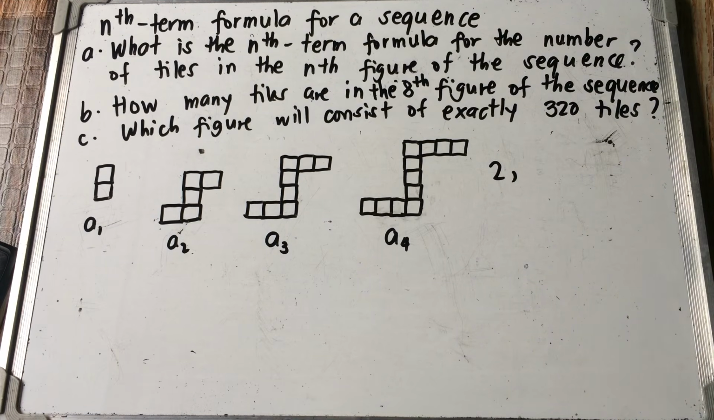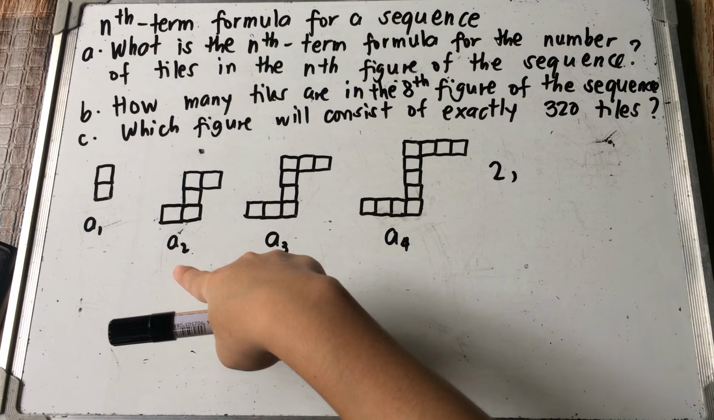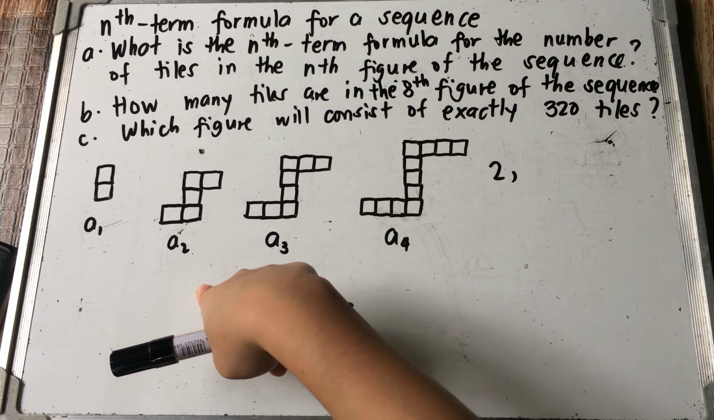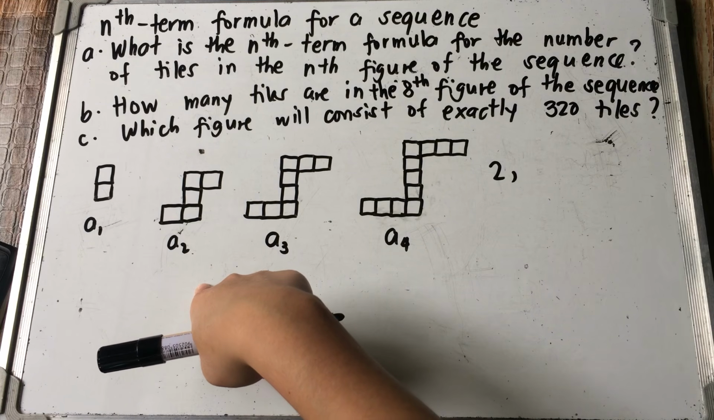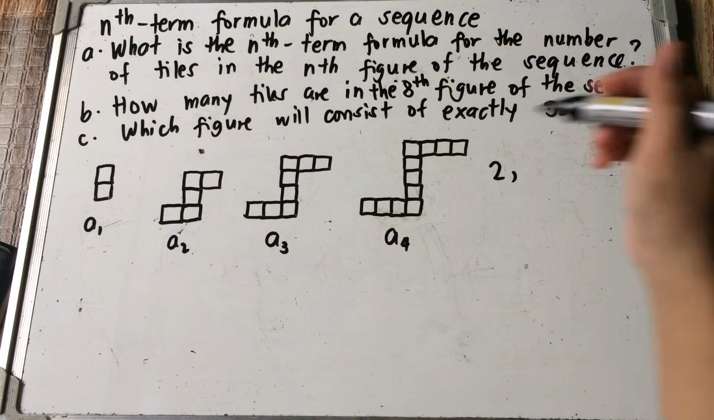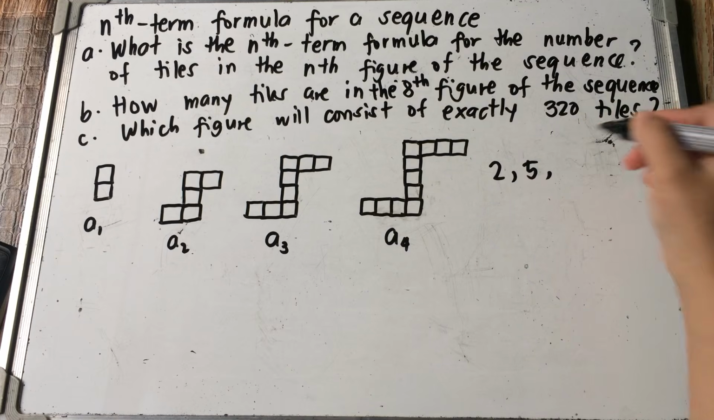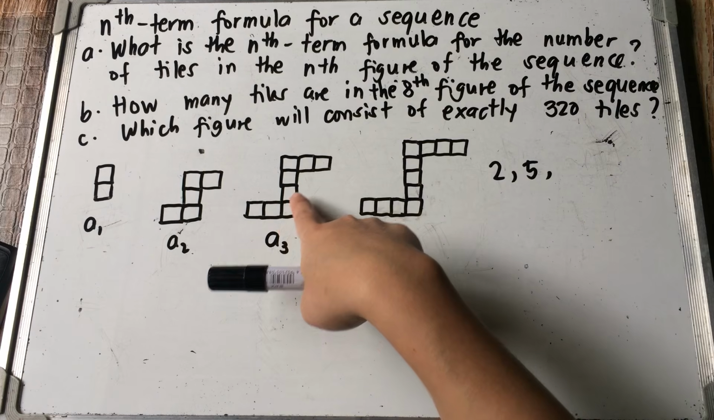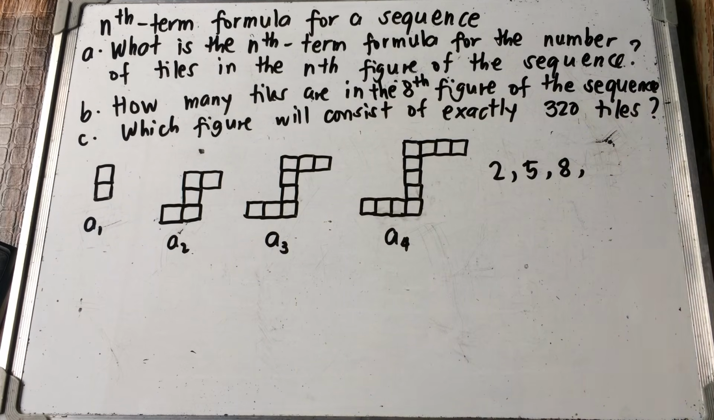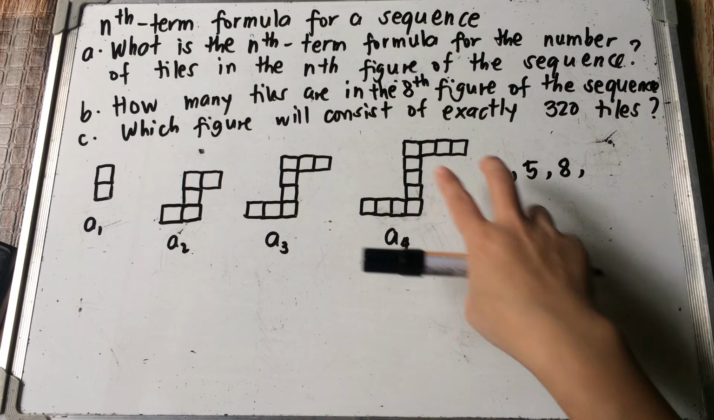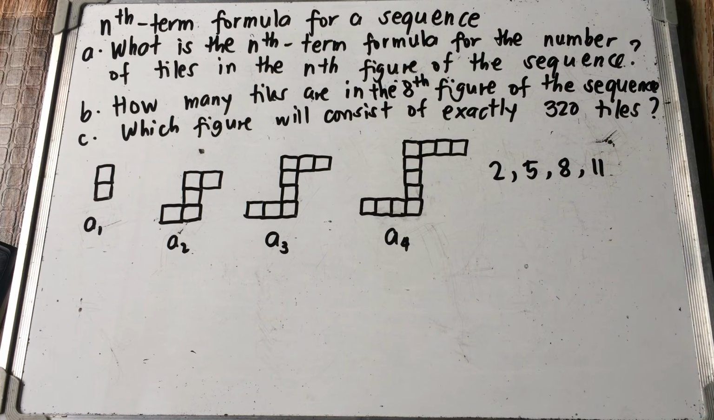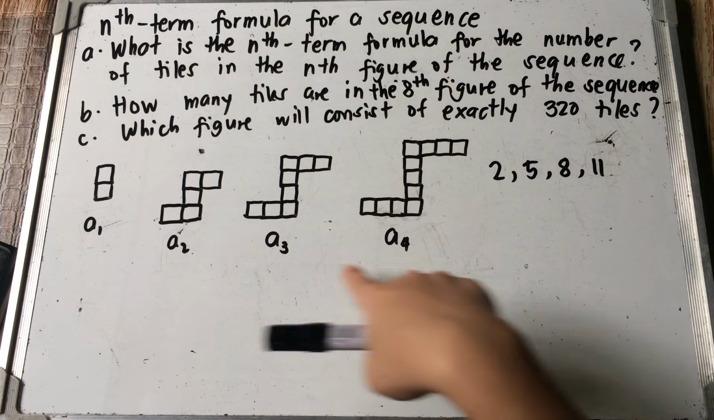And then yung pangalawa, a sub 2, ibig sabihin n is equal to 2. And then it consists of 5 tiles. So yung pangalawang term ay 5. And then a sub 3, ganun din. So ay 6, 7, 8. And then yung a sub 4 is 8, 11. So that is the sequence that is represented by this given figure.